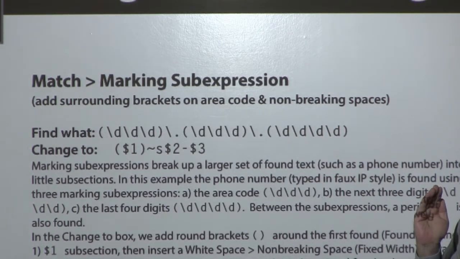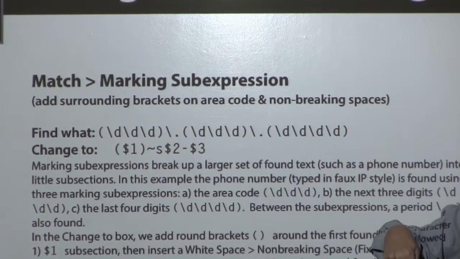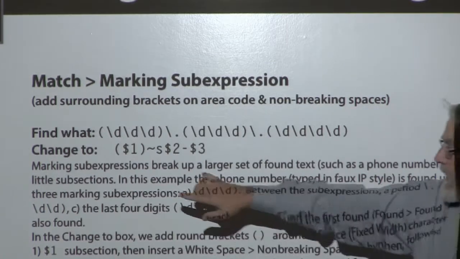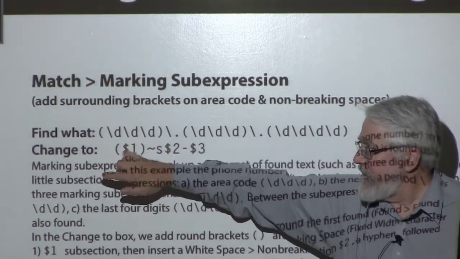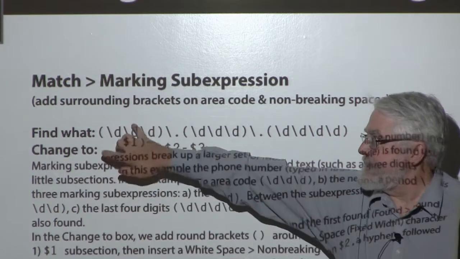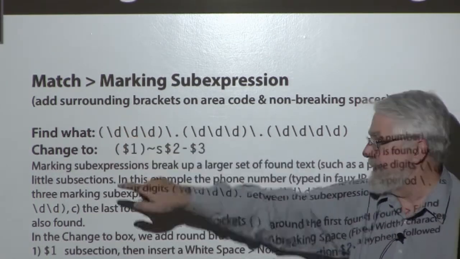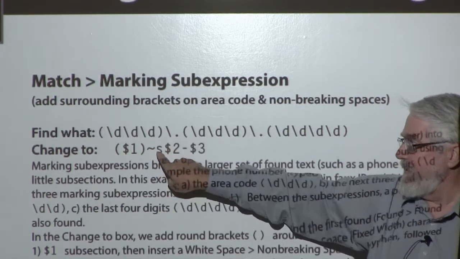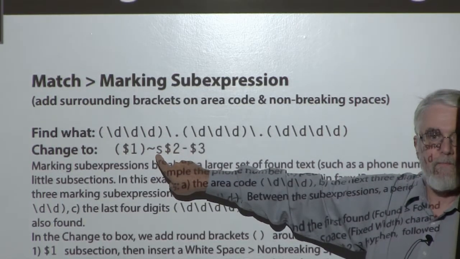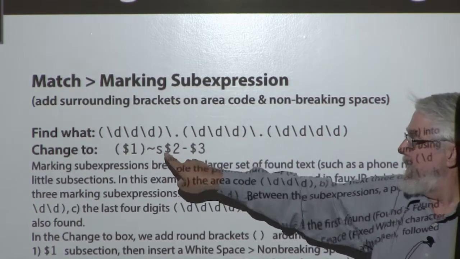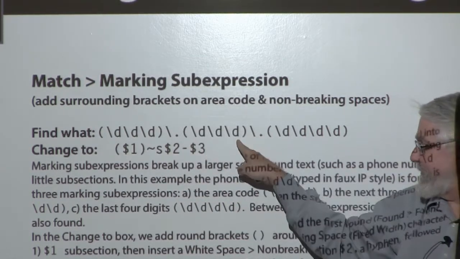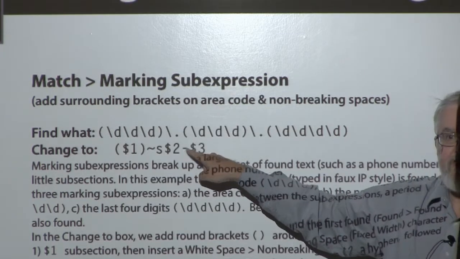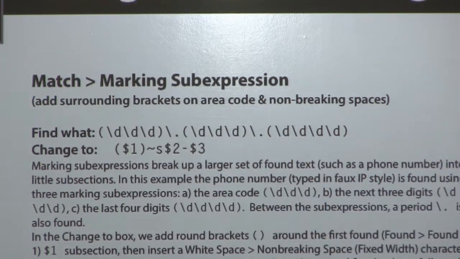The parentheses are in there to tell Grep to save what you found here, because we're going to put it back in later. And so you change it to parentheses and what you found in this first expression, followed by this, which is the meta character for a space, followed by what you found in the 2, followed by a dash, followed by what you found in 3.